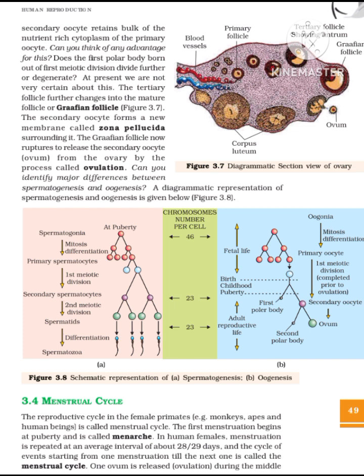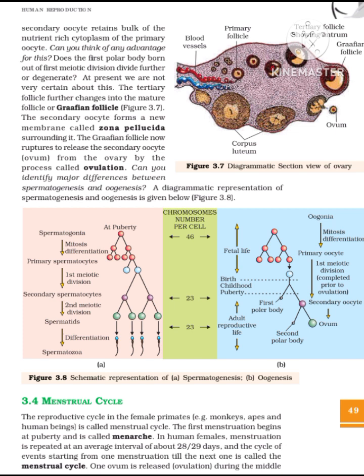Can you identify major differences between spermatogenesis and oogenesis? A diagrammatic representation of spermatogenesis and oogenesis is given below, figure 3.8. Schematic representation of A. Spermatogenesis, B. Oogenesis.